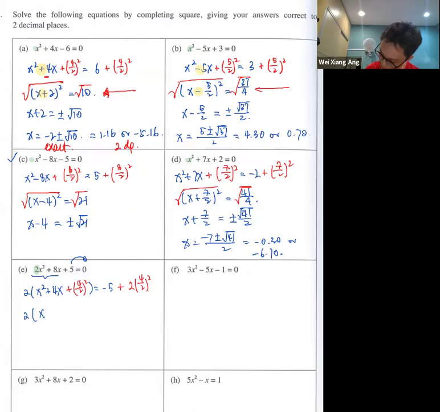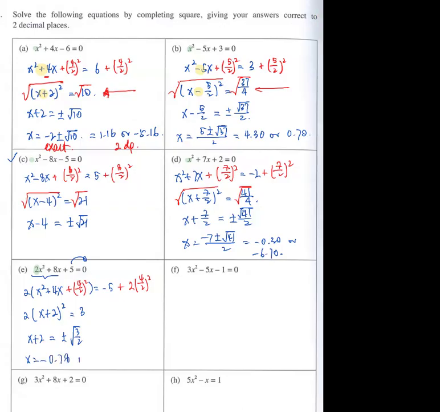So it is 2 times x plus 2 squared. Then on the right, I just key my calculator. This is 3. Then I divide 2 on both sides, and I square root it. Then I evaluate, this is negative 0.78 or negative 3.22.